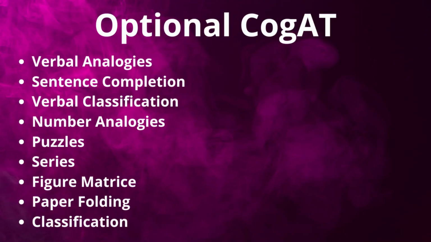There is an optional CogAT, that's Form 7. It has verbal analogy, sentence completion, verbal classification, number analogies, puzzle series, figure matrix, paper folding, and classification. So this one's just a little bit extra. Once again, check with your state to make sure that you don't need that or do need that, because if you don't need that, don't order that. Take the shorter test, because that's just going to give you more time test taking, unless you want it, because some people may want to see how their child scores in those areas.